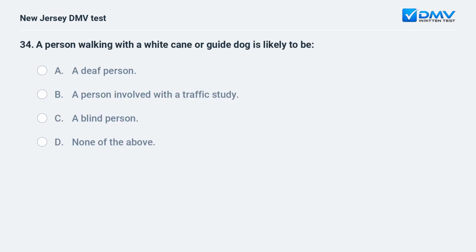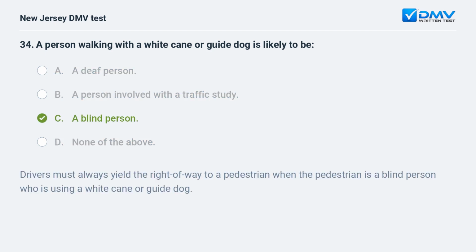A person walking with a white cane or guide dog is likely to be: A. A deaf person. B. A person involved with a traffic study. C. A blind person. D. None of the above. C. A blind person. Drivers must always yield the right of way to a pedestrian when the pedestrian is a blind person who is using a white cane or guide dog.